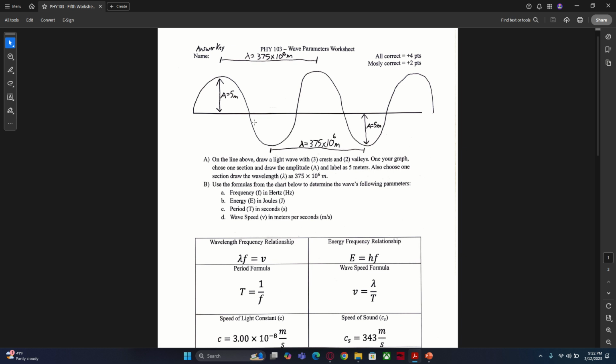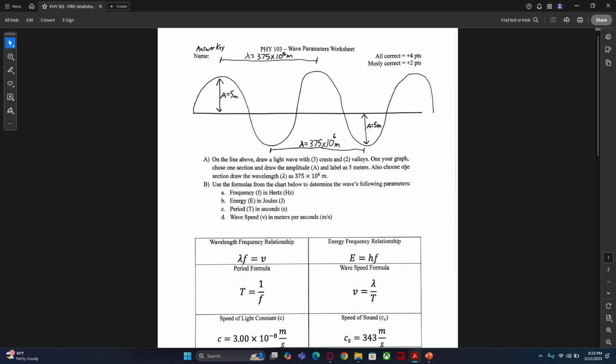the oscillating wave. And then we'll just label it as A for amplitude, and we are given a value, so we'll say A equals 5 meters. If instead of a crest you did the amplitude of a valley, then just have this arrow here, and then A equals 5 meters for the amplitude there.